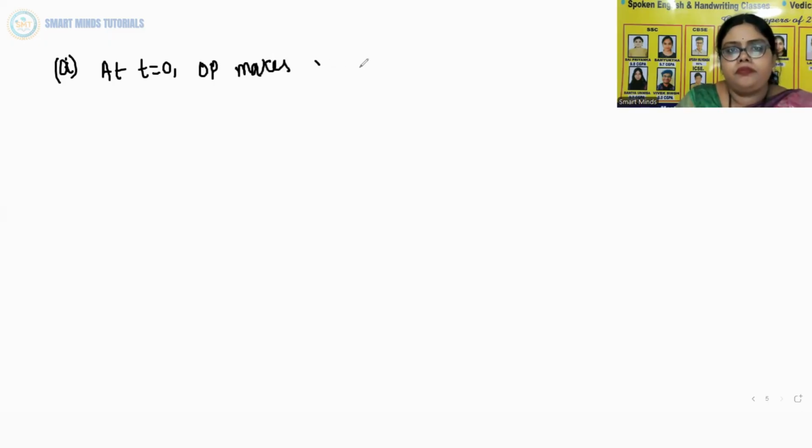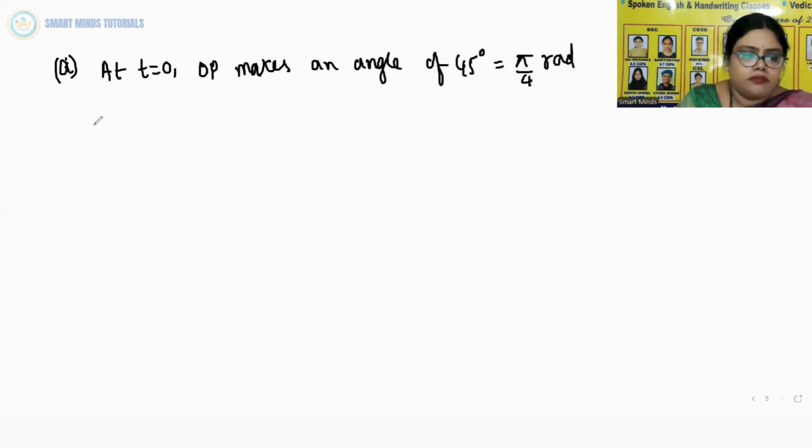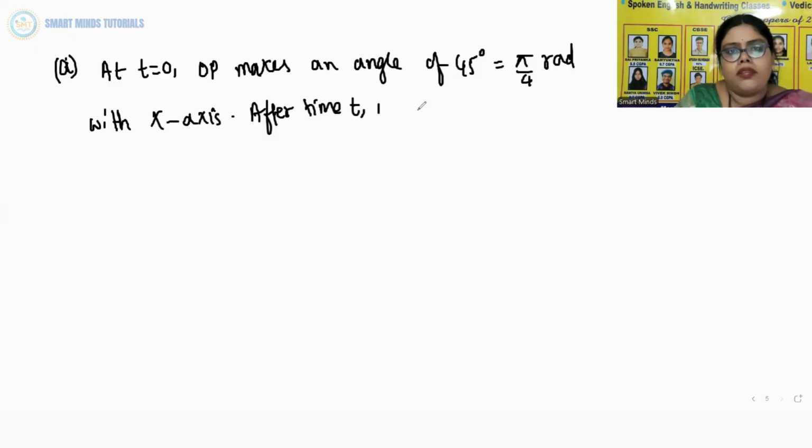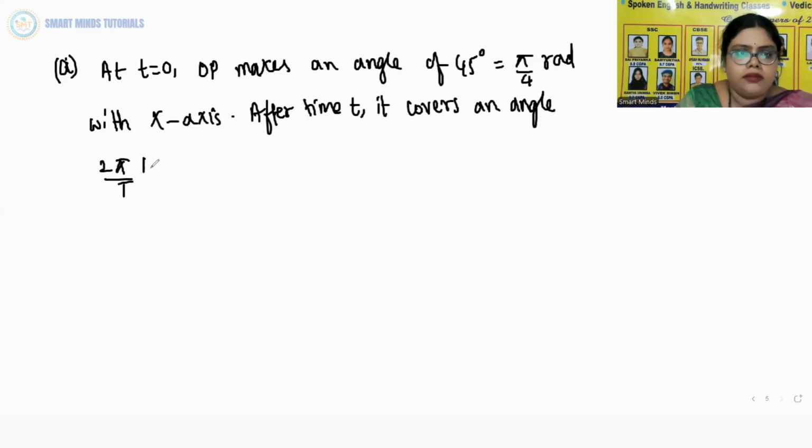In the first case, at t equals 0, if you look at the first figure, OP makes an angle of 45 degrees, which is pi by 4 radian, with the positive direction of the x-axis. Now after time t, it covers an angle 2 pi by T into t in the anti-clockwise sense.